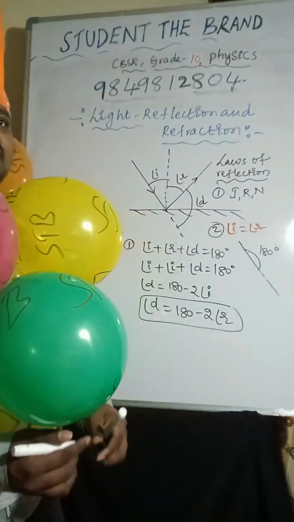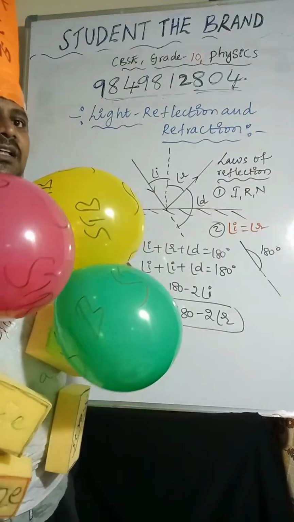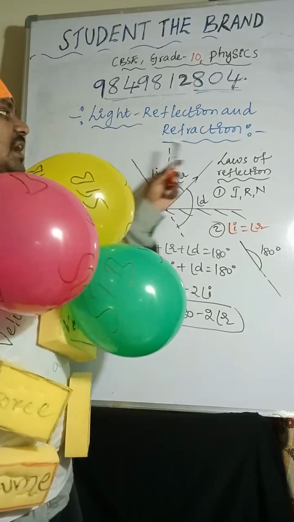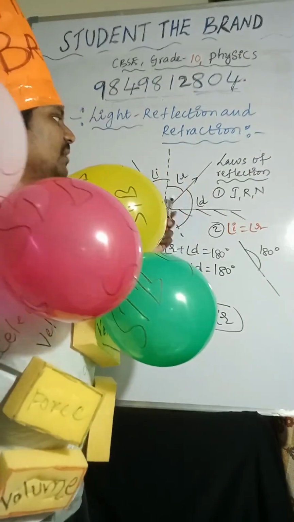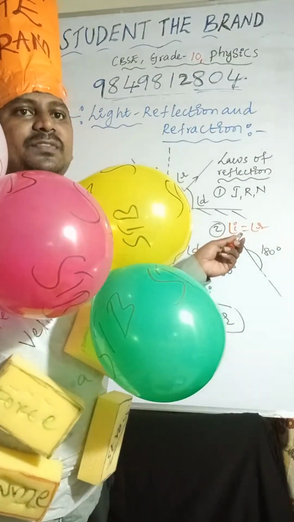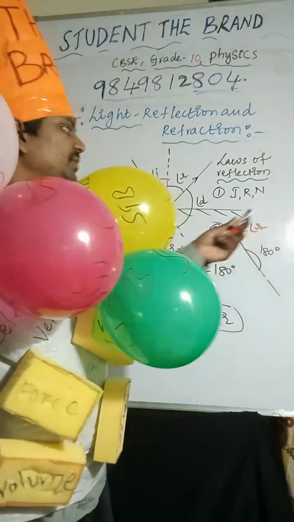Once again, the bouncing back of the light from the reflecting surface is called reflection of light. Coming to the laws of reflection: the incident ray, reflected ray, and normal lie on the same plane. Angle of incidence is equal to angle of reflection.